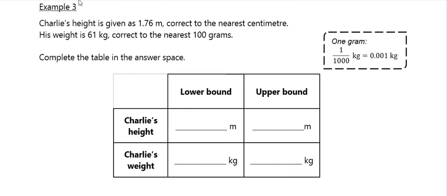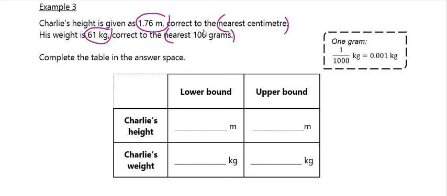Example number 3. Charlie's height is given as 1.76 meter. So this is correct to the nearest centimeter. So this is your units of accuracy for the height. And for the weight, his weight is 61 kilogram, correct to the nearest 100 gram.